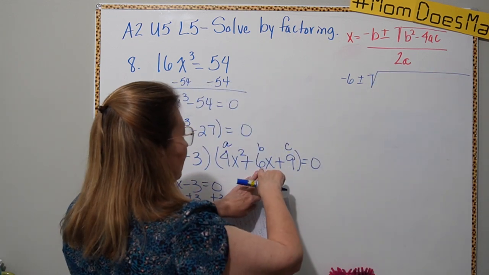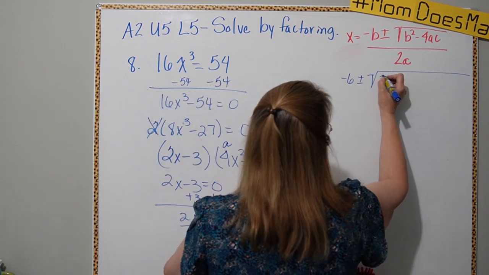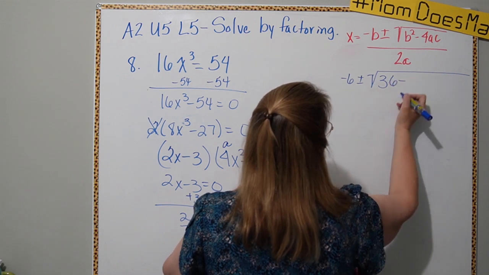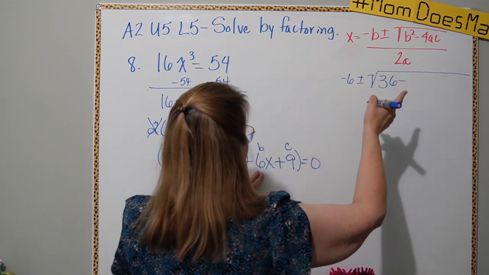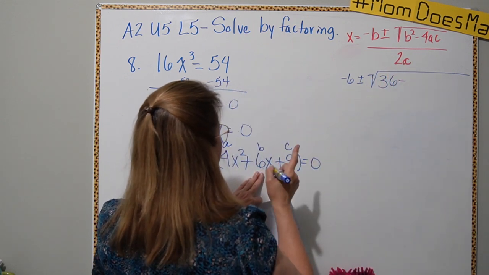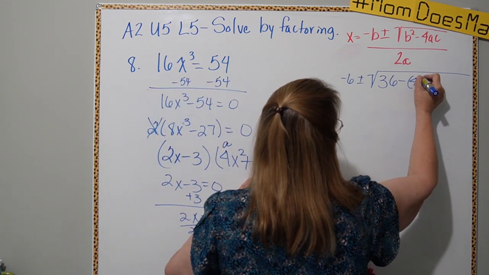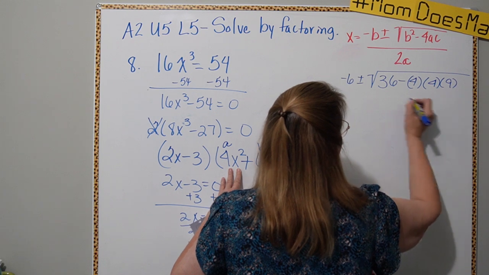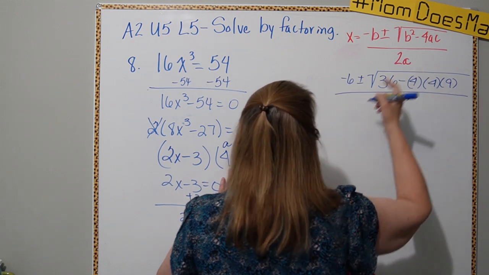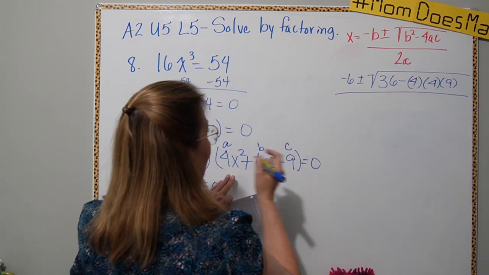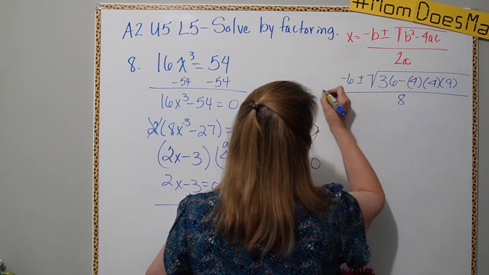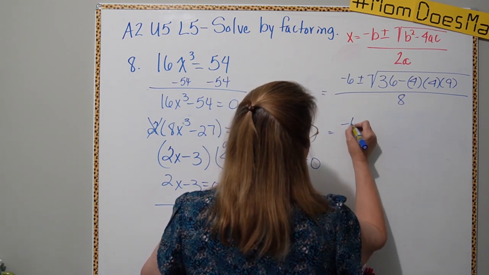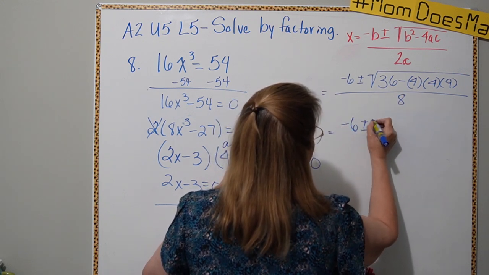All right, b squared, 6 squared, let's just go ahead and put 36 minus 4 times a times c. That's going to be 4 times 4 times 9. And this is all over 2 times a. My a is 4, so that's 8. All right, so now we've got negative 6 plus or minus.